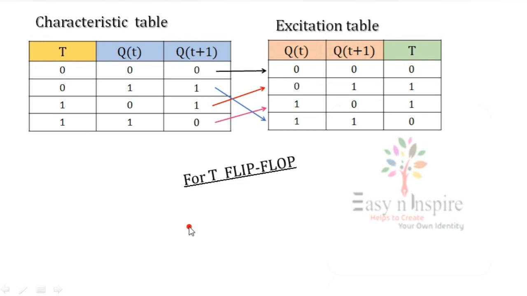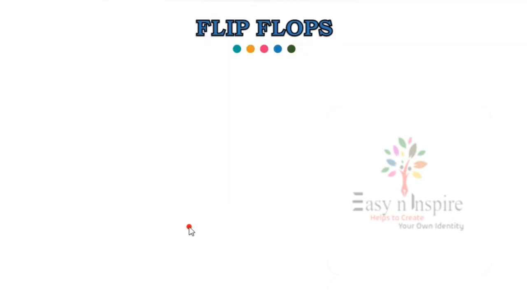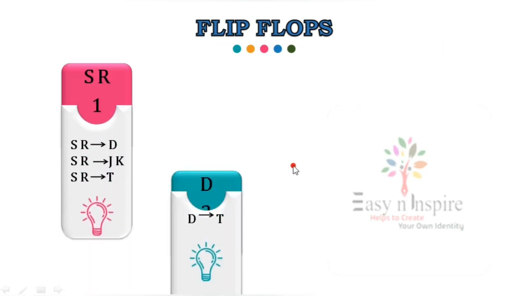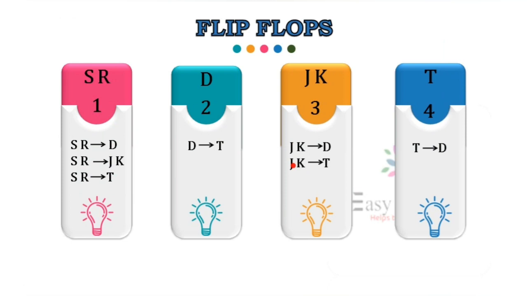Now we will see how to convert one flip-flop into another. There are 4 types of flip-flops we know: SR, D, JK and T. We can convert SR into the remaining 3, D into the remaining 3, JK into the remaining 3. Like this, the total possible combinations are 12. But here I mentioned only a few, because these few conversions are very, very important among all the 12 combinations. I'll explain 3 or 4 combinations in this video.